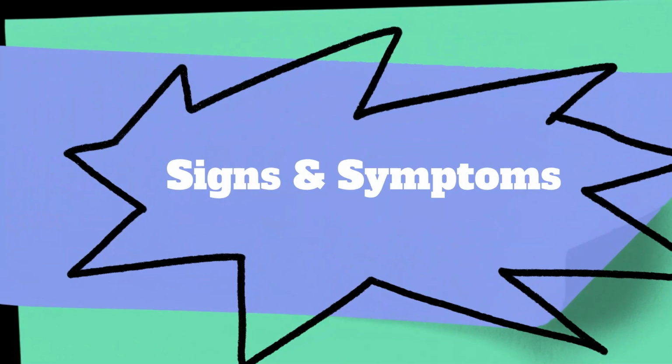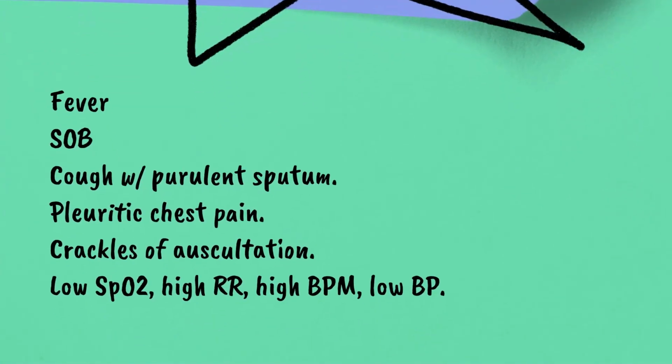They will often report fever, shortness of breath and cough with purulent sputum. They can also present with pleuritic chest pain, crackles on auscultation, and their observations can be deranged in the form of low oxygen saturations, high respiratory rate, low blood pressure, and tachycardia.